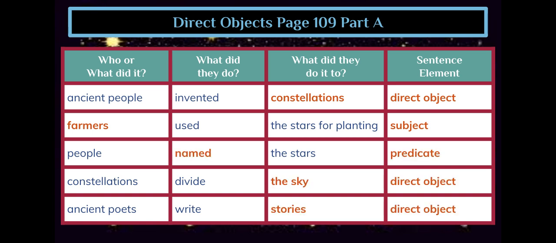Look over the answers to page 109, Part A. Do you have any questions about the answers? Now let's look at Part B. Add a direct object to each sentence. The question after each sentence provides a clue. I am going to read the sentences and questions aloud. You are going to work with your partner to complete the sentences by writing answers to the questions on the lines.